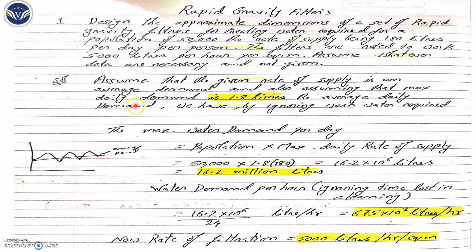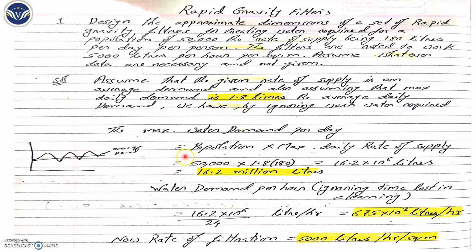Now we will start with the problem. We are going to write a note: assuming that the given rate of supply is the average demand, and assuming that the maximum daily demand is 1.8 times the average daily demand. In terms of peak, it goes to around 1.8 times. Using this, we are going to calculate it.